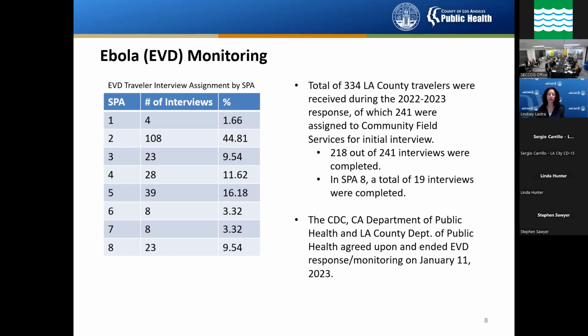But essentially, the Ebola outbreak was managed in Uganda. We haven't seen a high risk. And so the state of California's Department of Public Health, the CDC, as well as our department, basically connected and determined that we could end our Ebola response efforts. So great news. Again, we were able to just kind of make sure things didn't get out of hand for our county.